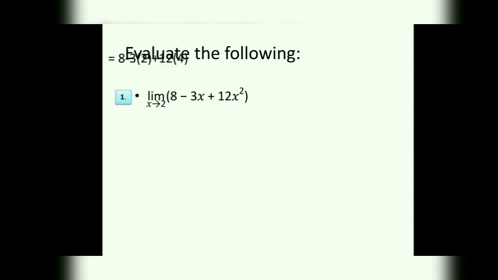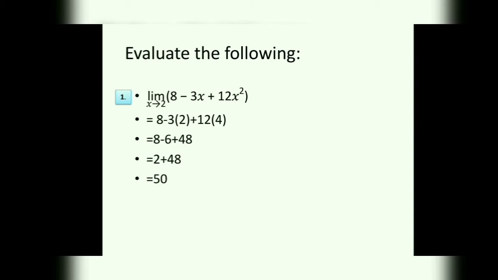So we have 8 minus 3 times 2 plus 12 times 4. And then simplify this expression or limit. So we will have 8 minus 6 plus 48. And after that, we will manipulate this expression so it will become 2 plus 48 equals 50. Therefore, the value of this limit is 50 as x approaches 2.